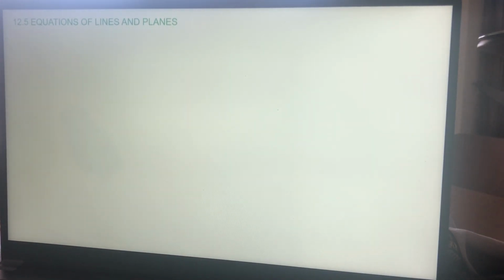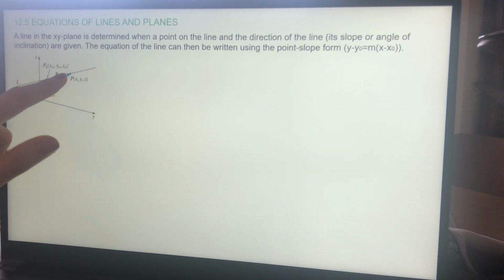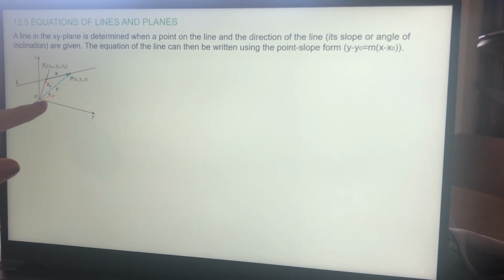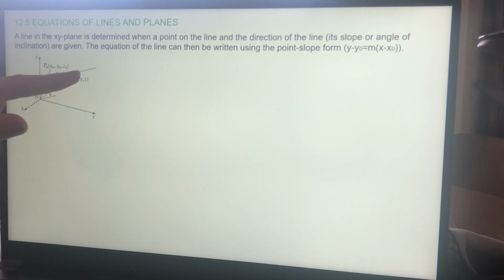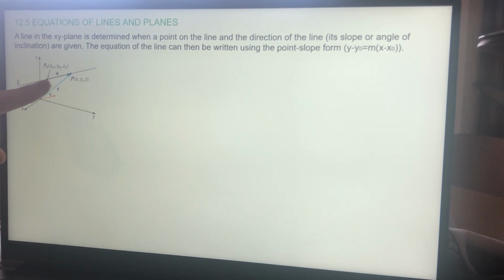To be able to write an equation of a line in 3D space, what you need is a point and the direction of the line. You need one point that is given. Let's say x0, y0, z0 is given, and the direction of the line, this v, is parallel to that line. We are trying to write the equation of this line L. What we know is this point x0, y0, z0, and the direction of the line.